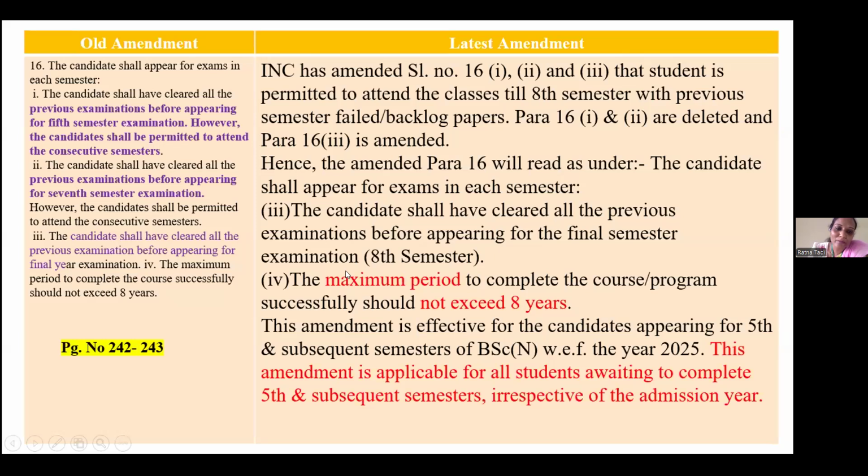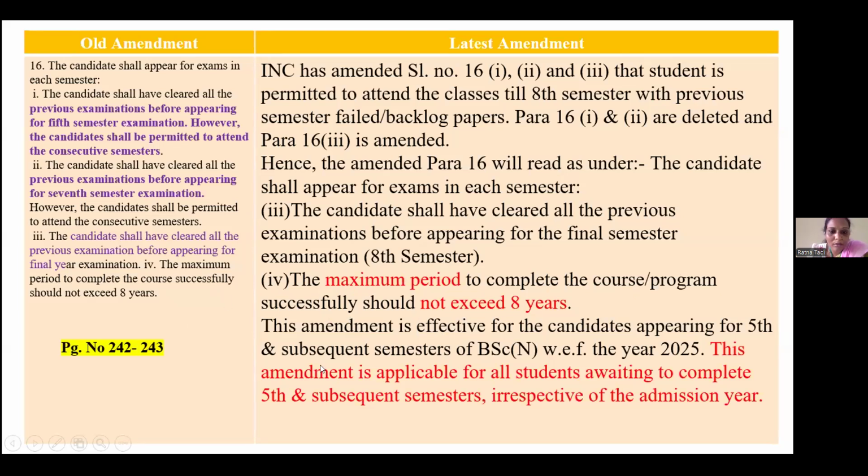8th semester examination. So now there are no two blocks. Now there is only one block, and that comes after 7 semesters. So they can appear till 7th semester. They can appear for their previous examinations, backlogs and all, but they have to clear all 7 semesters. Then only they are eligible to attempt the competency examination, that is our 8th semester. The fourth point says the maximum period to complete the course program successfully should not exceed 8 years.